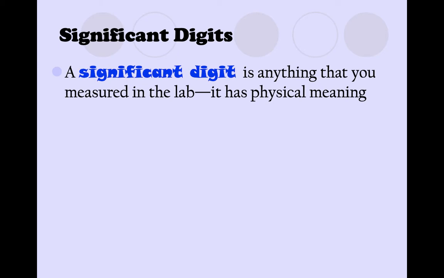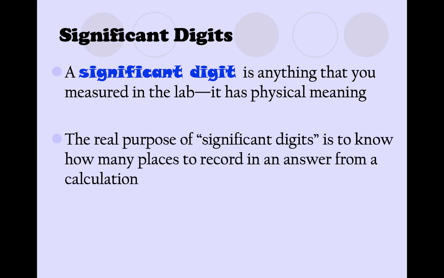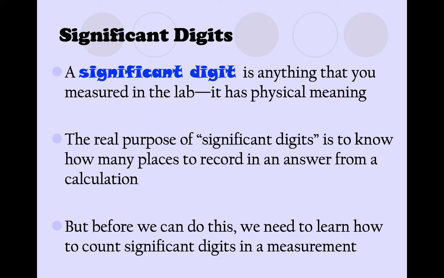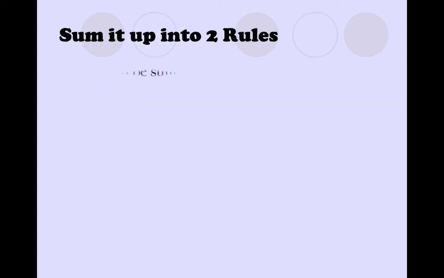Anything that we measure in the lab, these numbers, they have a physical meaning. And so the purpose of significant digits is to help us to know and to do our calculations so that we can pass along the uncertainty in the measurements that we take. And so before we can actually learn how to do calculations with them, we have to first learn how to look at a measurement and count the number of significant digits. And there's really just two rules.